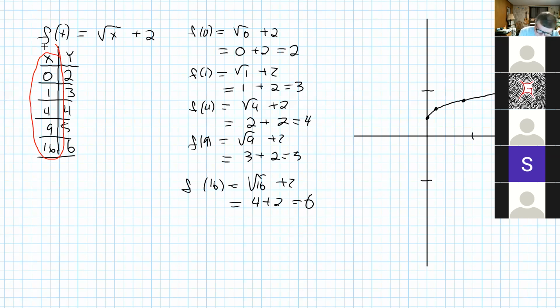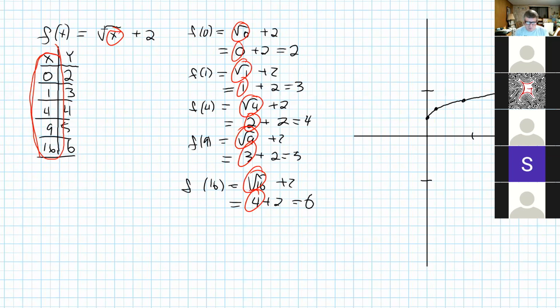The square root of 0 is 0. The square root of 1 is 1. The square root of 4 is 2. The square root of 9 is 3. The square root of 16 is 4. So by choosing squares as inputs to the square root, the square root of a square is a nice number. And a nice number plus 2 is still a nice number.